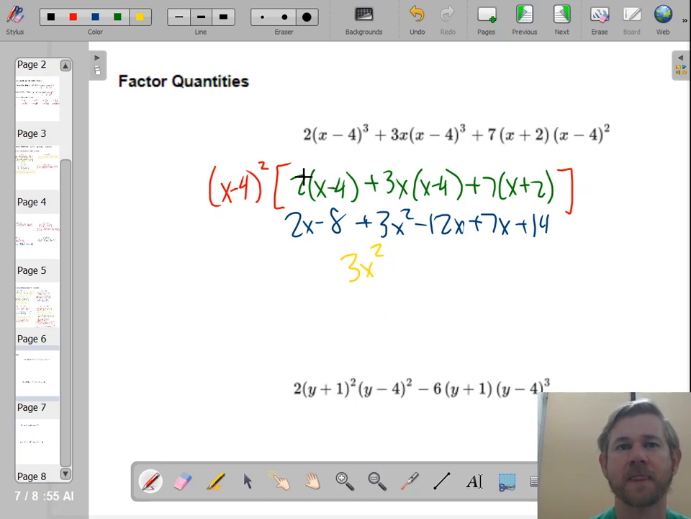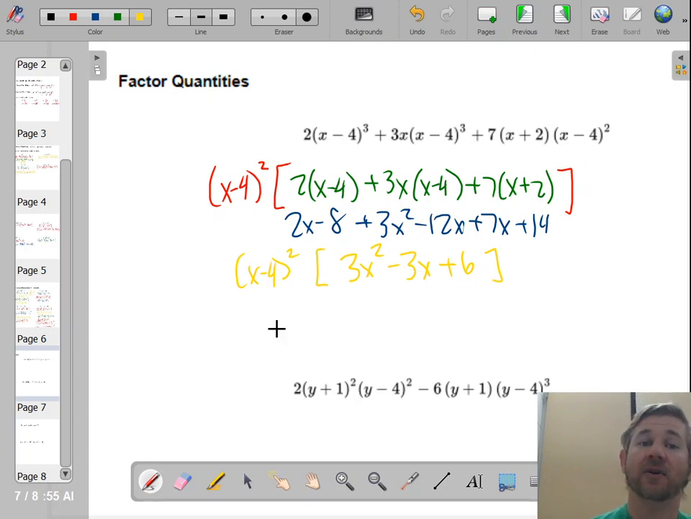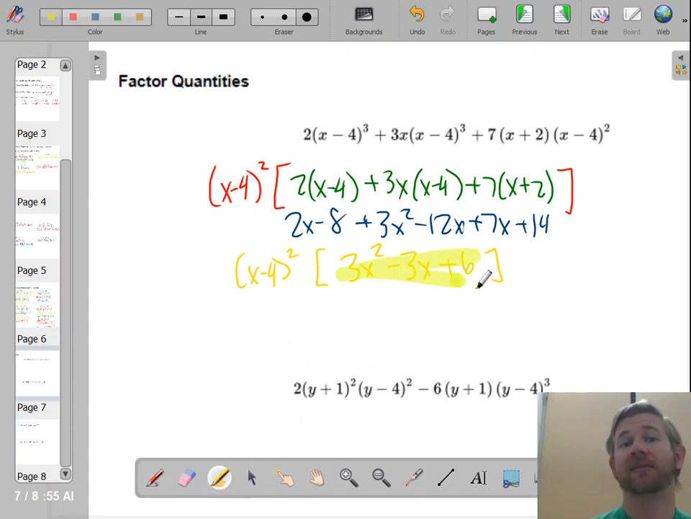3x squared. 2 minus 12 is negative 10. Negative 10 plus 7 is negative 3. Negative 8 and positive 14 make positive 6. So I have (x minus 4) squared on the outside, but now on the inside I have this. So you have to look and say, is this factorable? And yeah, kind of. At least there's a GCF in there, so let's factor out the GCF.